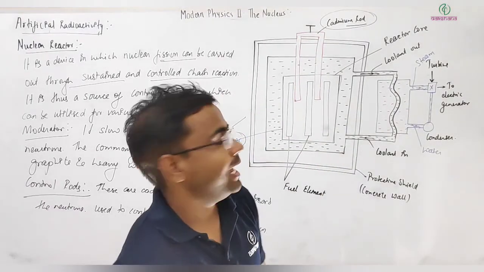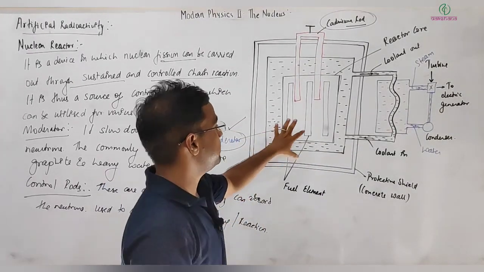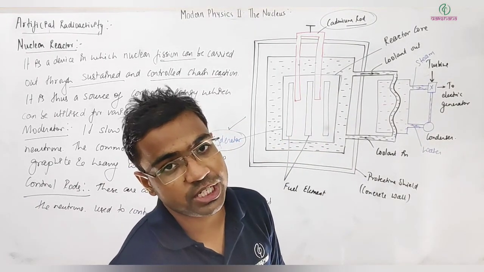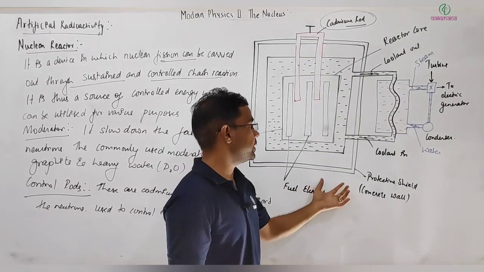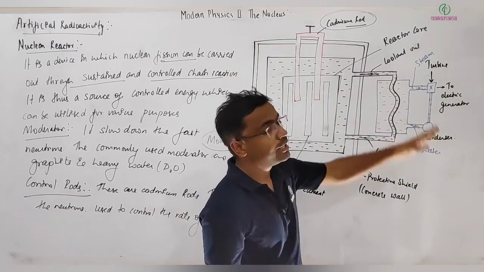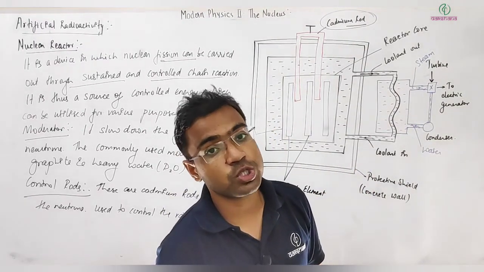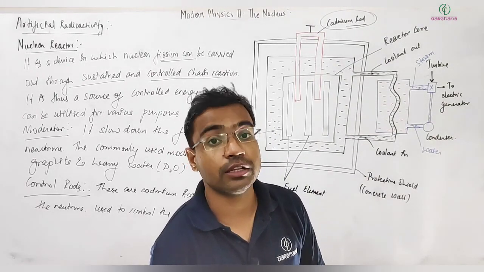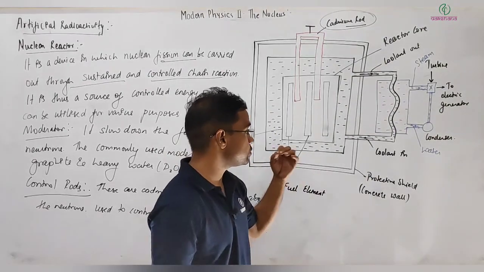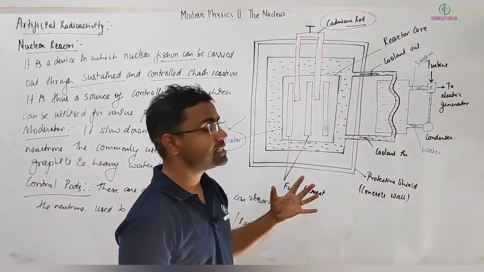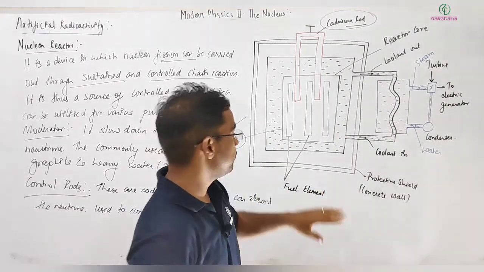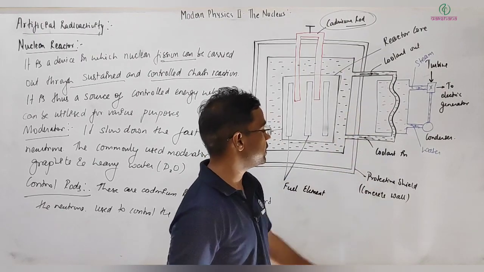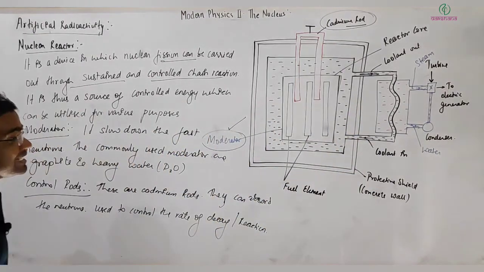But sometimes in this nuclear reactor some harmful radiations are emitted. If any person working inside this region is exposed to those radiations, it can be harmful and can cause cancer and other problems to that person. So if we want those radiations not to come out, for that we create one thick concrete wall, and that is called the protective shield.